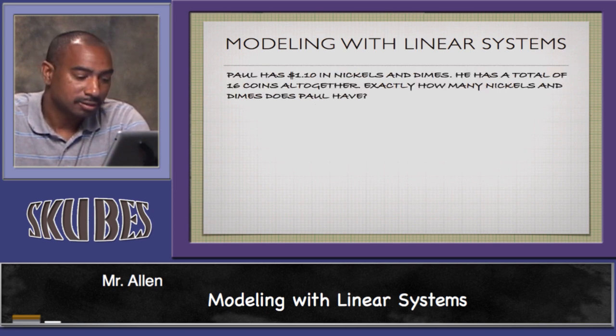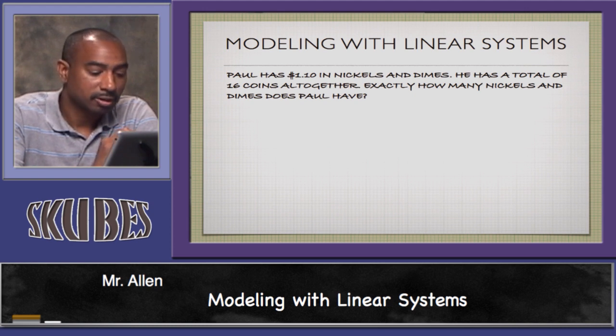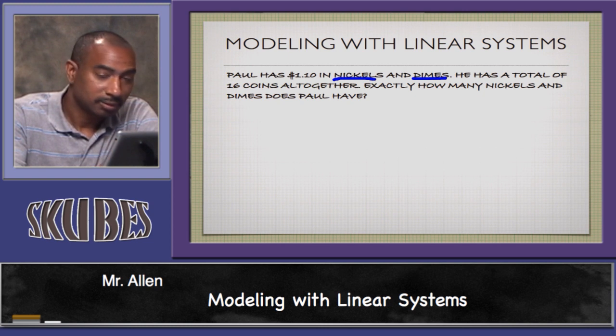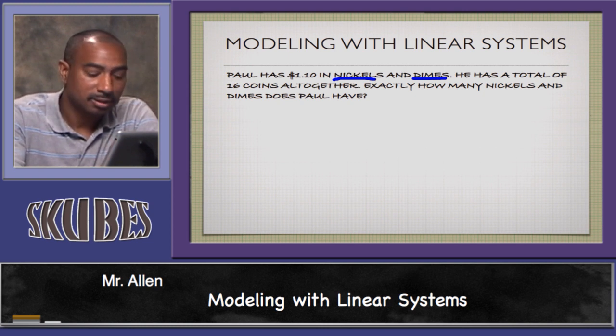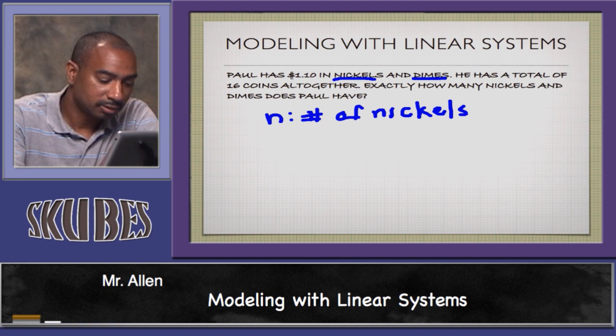Paul has $1.10 in nickels and dimes. He has a total of 16 coins altogether. Exactly how many nickels and dimes does Paul have? Well, you can identify the variables first to solve this. We're only dealing with nickels and dimes, so instead of using X and Y, I'm going to use N and D, where N represents the number of nickels and D represents the number of dimes.